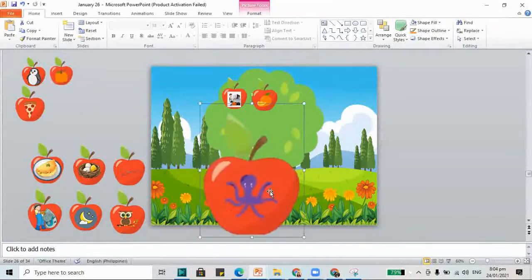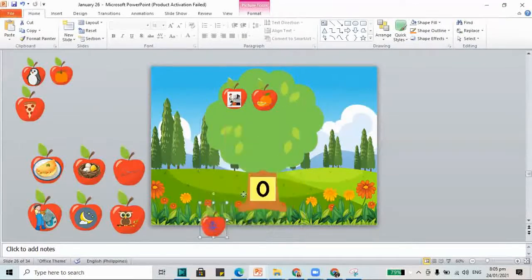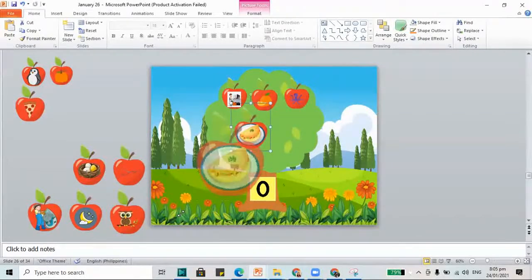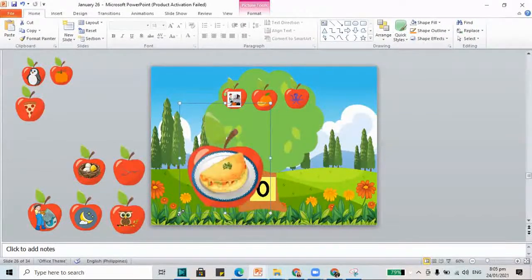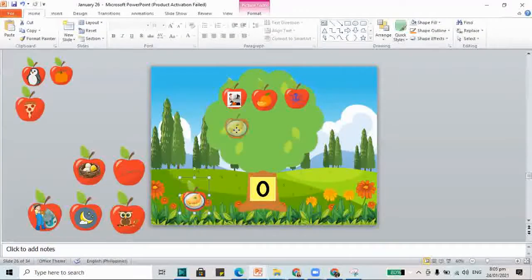Octopus. Do we put octopus? Yes, octopus begins with O. Omelette. The omelette is made from eggs. You can eat this during breakfast. Does omelette begin with O? Yes, let's put omelette in the letter O.